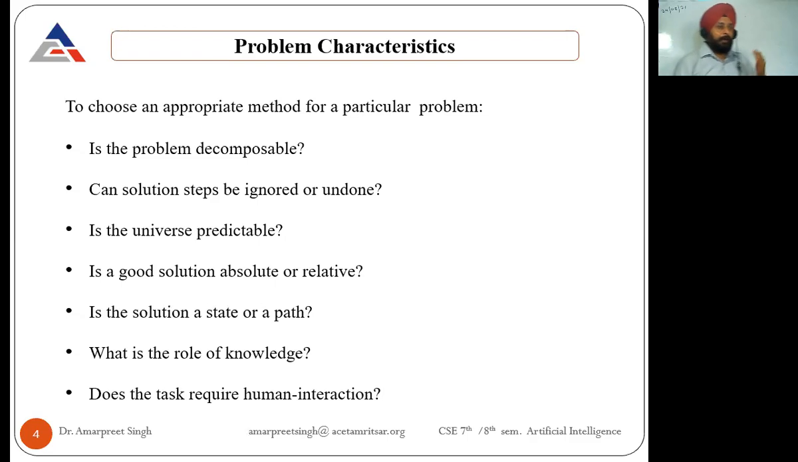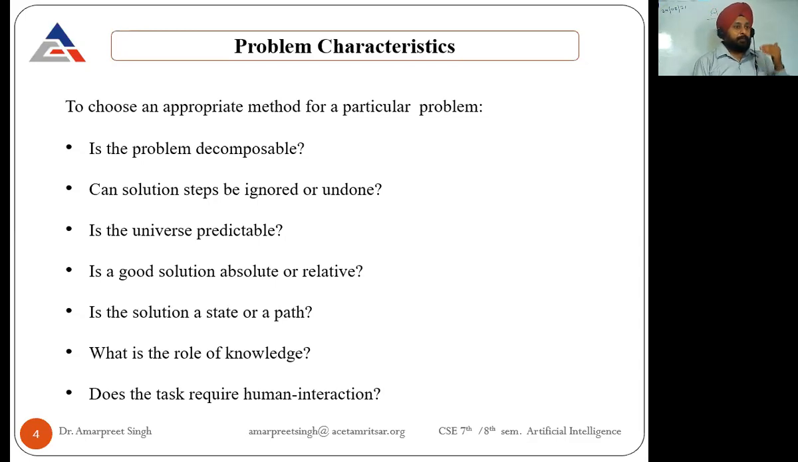Those characteristics are discussed. The list of characteristics is in front of you. I will go through the list first, then I will discuss each characteristic one by one. First, is the problem decomposable? Whatever problem is in your hand, is it a decomposable one? Can it be further broken down into smaller problems? Second, can solution steps be ignored or undone? Whatever steps you carry out in finding the solution, can those steps be ignored or undone?